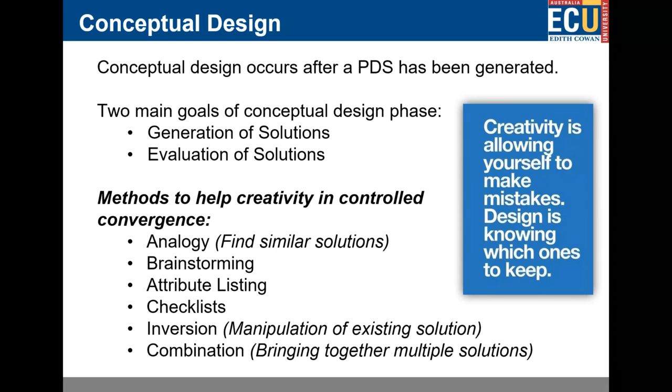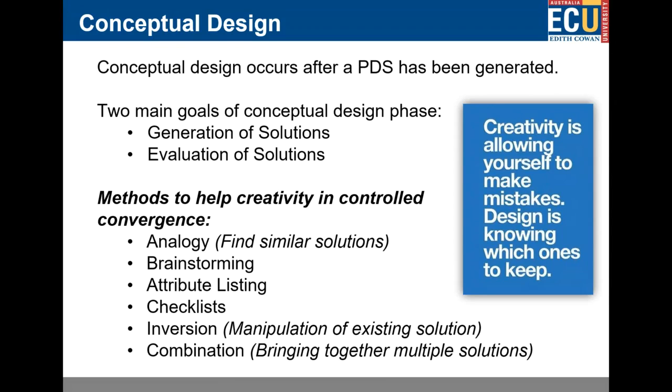Now, some methods to help creativity in a controlled convergence. What I mean by controlled convergence is that flowchart I showed you before. That's a very structured approach to converging towards a solution. There are some ways that we can help our creativity. That's analogy, finding similar solutions and applying ideas across disciplines. Brainstorming, working in groups, and diversity, having lots of varying experiences applied to a particular problem, will give very different solutions.